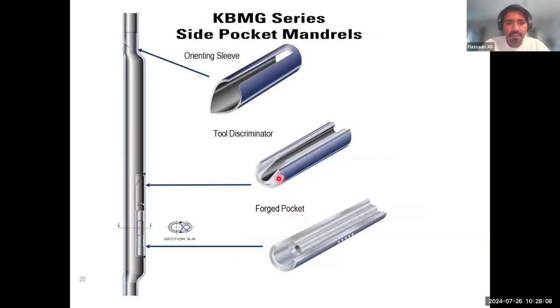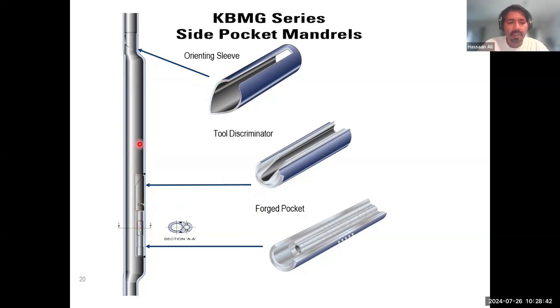Some of the features in the side pocket mandrel are what we call the orienting sleeve, another one which is called the tool discriminator, and the pocket as well. We have discussed the pocket. It is essentially a housing for the gas lift valve. Now for orienting sleeves, this is a feature that is machined inside the gas lift mandrel, and it acts like a locating feature for the intervention tool. As I mentioned earlier in my presentation, there is an intervention tool that can be used for pulling these valves or deploying new valves.